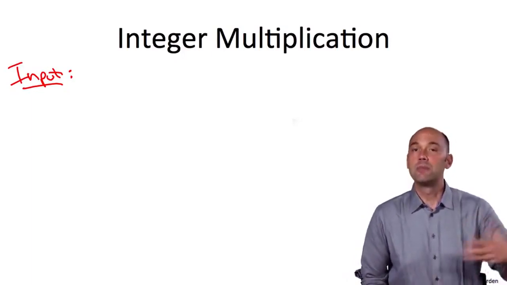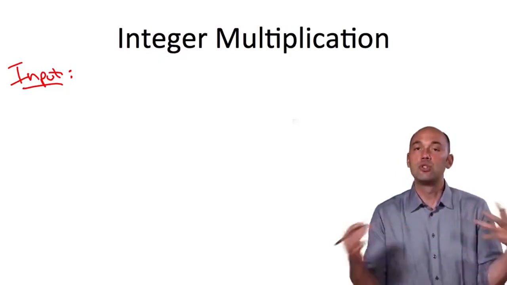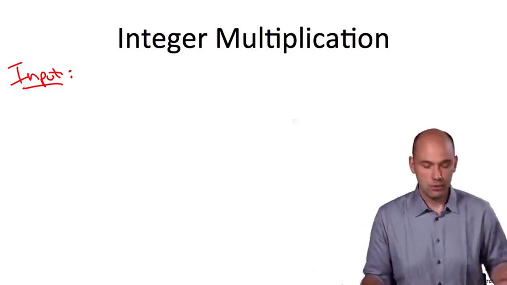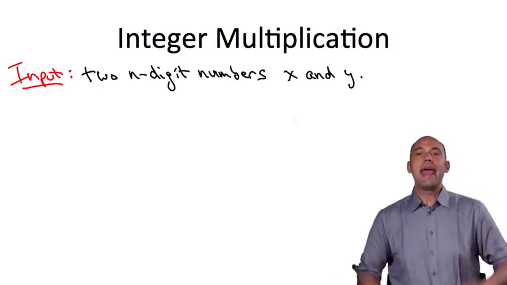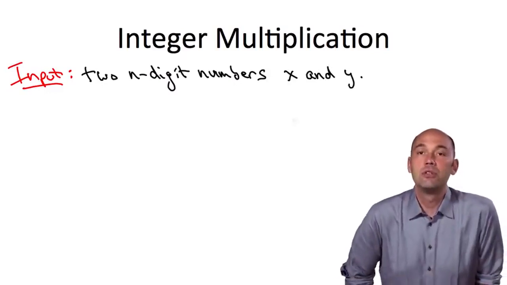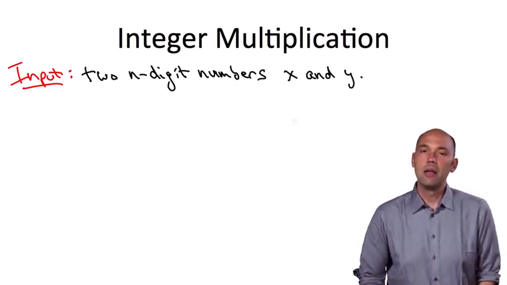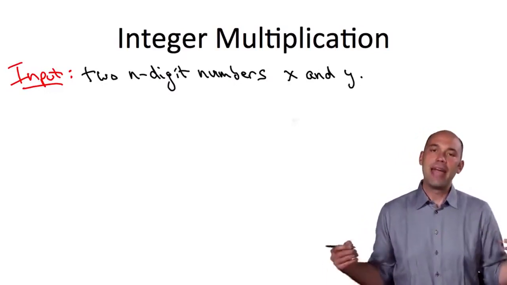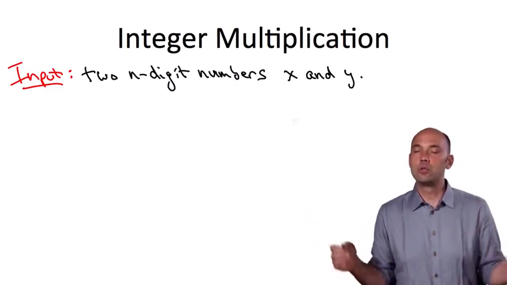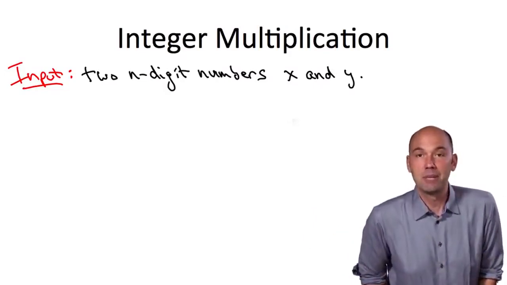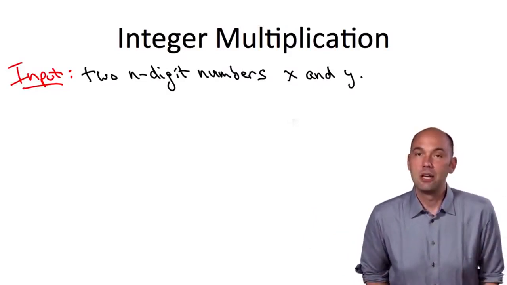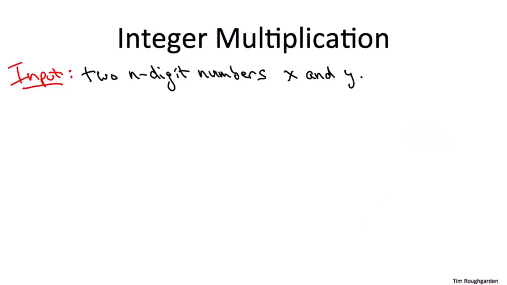In the integer multiplication problem, the input is just two n-digit numbers. So the length, n, of the two input integers x and y could be anything, but for motivation you might want to think of n as large, in the thousands or even more. Perhaps we're implementing some kind of cryptographic application which has to manipulate very large numbers.